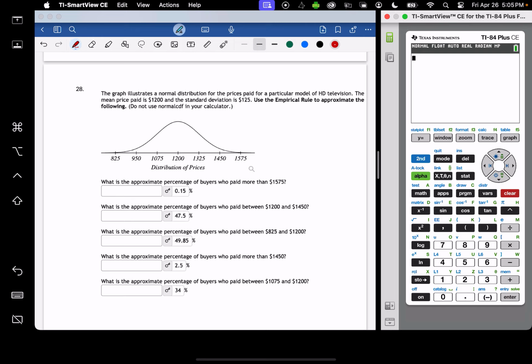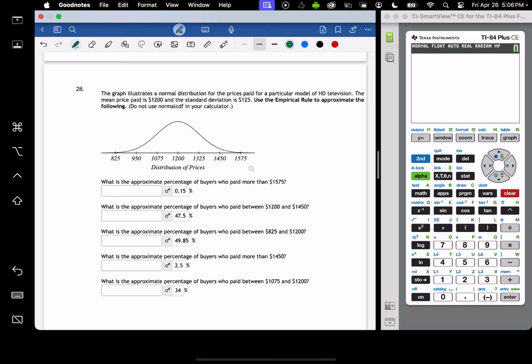Do not use normal CDF on your calculator. I think normal CDF might even give you the wrong answer because these are just approximations, and normal CDF will be a little too accurate. So the very first one is a little tricky. I think we should do another one and come back to the first one.